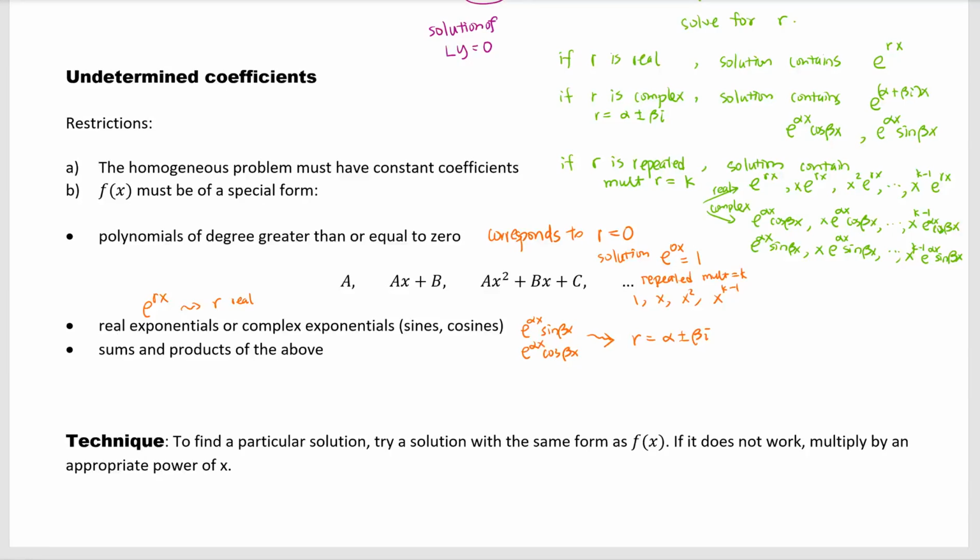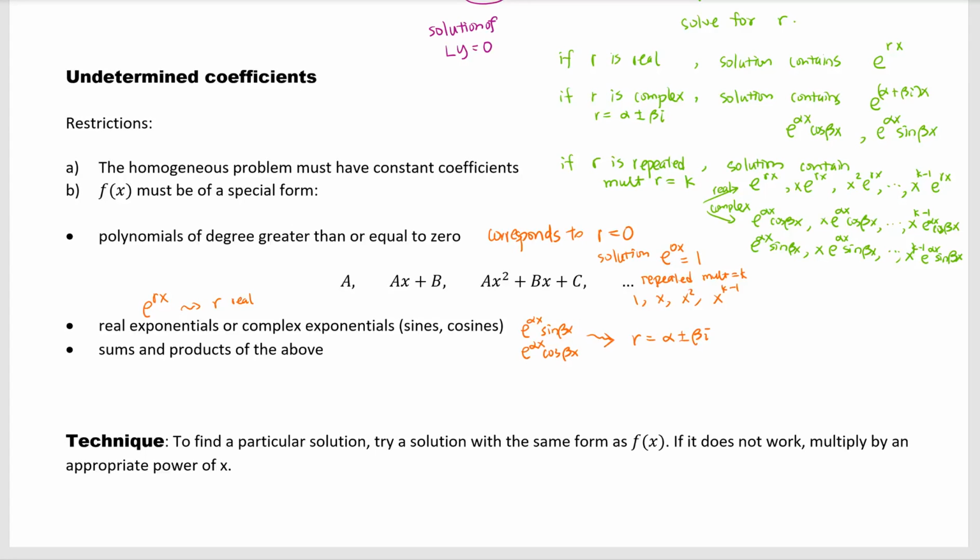So for the non-homogeneous one, if we want to use the method of undetermined coefficients, your right-hand side should be of the same type of those forms, such as polynomial, real exponential, or complex exponential, which contains the sine and cosine, or sums or products of the above. Okay, for other forms, we actually have another method.